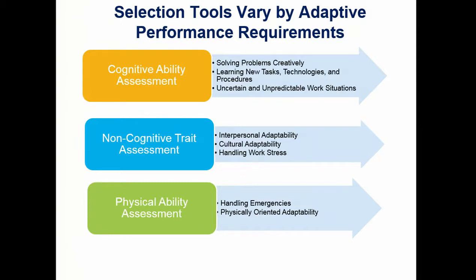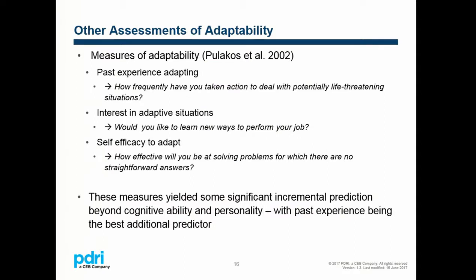How well someone does when it comes to interpersonal adaptability or cultural adaptability or handling work stress? Non-cognitive instruments, things like personality measures that get at one's openness to new experiences or how well they tolerate stress and how composed they are, tend to be good forecasters of those kinds of adaptive performance requirements. Physical adaptability, there are actual physical measures that can be used to understand those. So it's through the articulation of the adaptive performance requirements that we get to the measurement tools that can be used to help forecast and select and train people on these kinds of things.